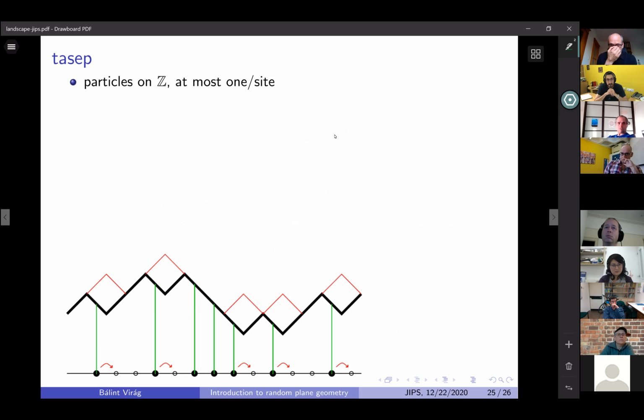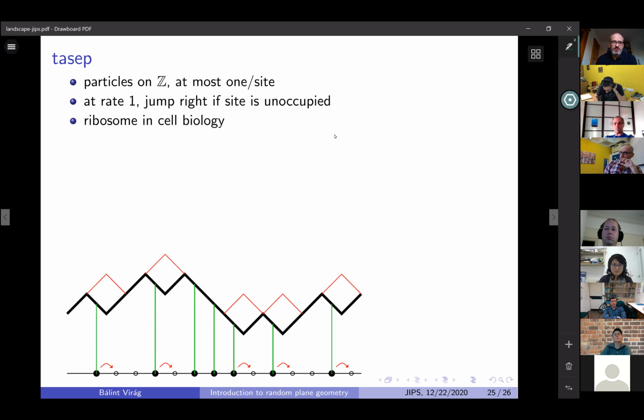And finally, maybe I'll just quickly say TASEP. You have particles on Z, on sites, with at most one per site. They iterate one jump to the right.